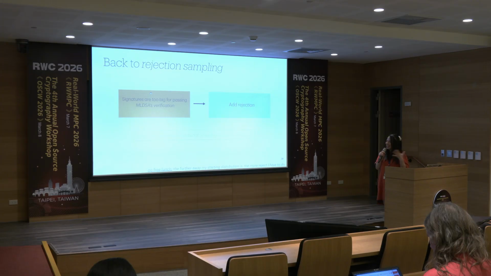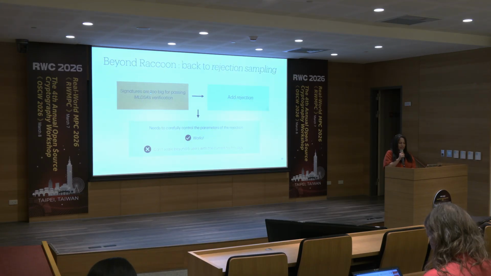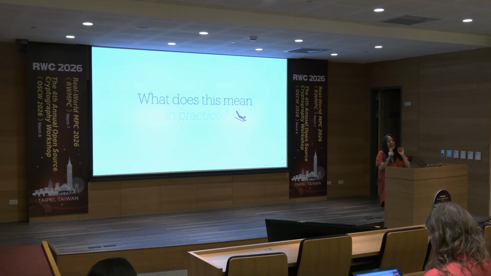Okay, and again, why we want rejection sampling is essentially because usually the signatures will be too big to pass verification and also will be insecure. So what you do is that you add rejection, and you reject until the distribution of the signature is small enough.